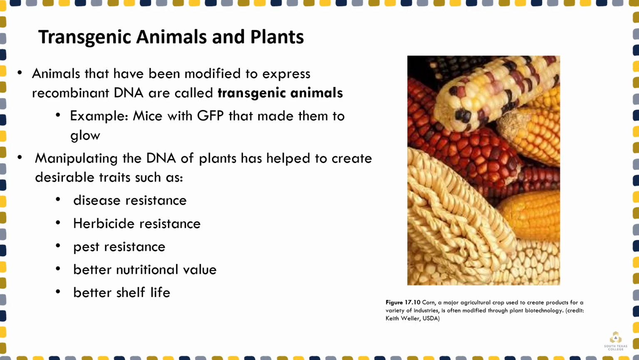Manipulating the DNA of plants, creating GMOs, has helped to create desirable traits such as disease resistance, herbicide and pest resistance, better nutritional value, and better shelf life. Plants are the most important source of food for the human population. Farmers developed ways to select for plant varieties with desirable traits long before modern-day biotechnology practices were established. We call plants that have received recombinant DNA from other species transgenic plants because they are not natural.